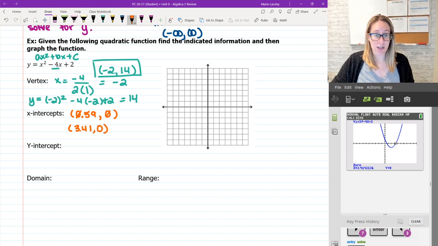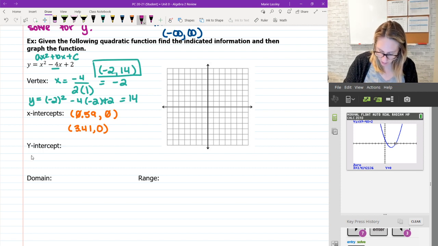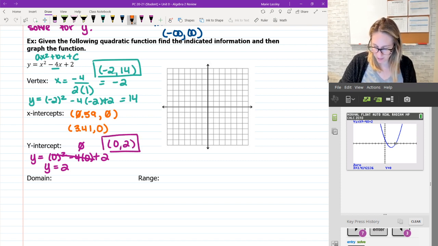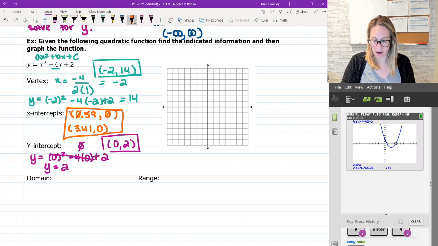Now we need to do our y-intercept, which I told you guys was super easy. Remember, I'm just gonna plug a 0 in for x. So we have y equals 0 squared minus 4 times 0 plus 2. Well, this is just going to equal 2. So I have an intercept at y equals 2. When x is 0, y is 2. Awesome.